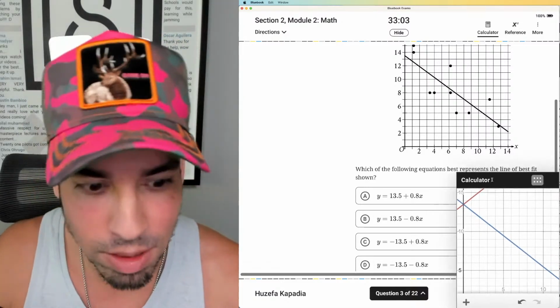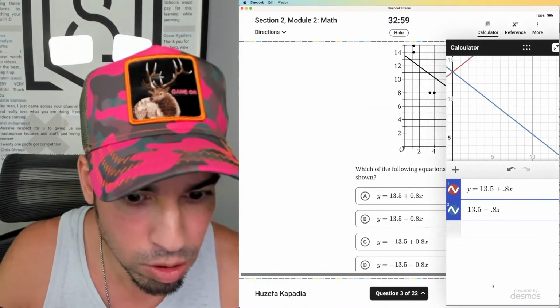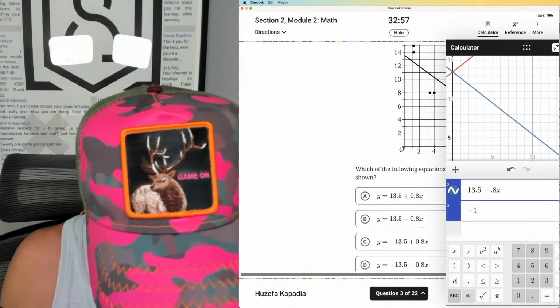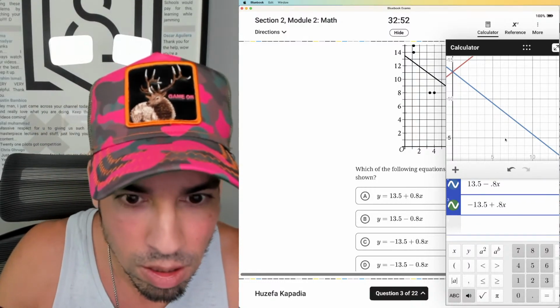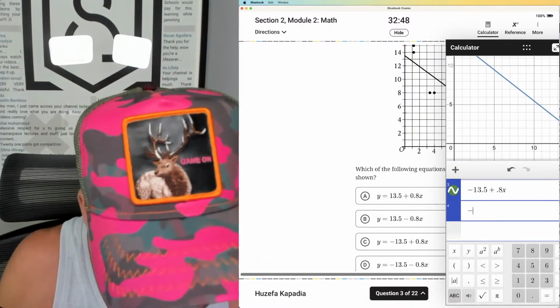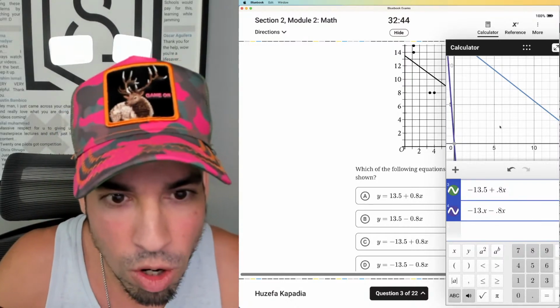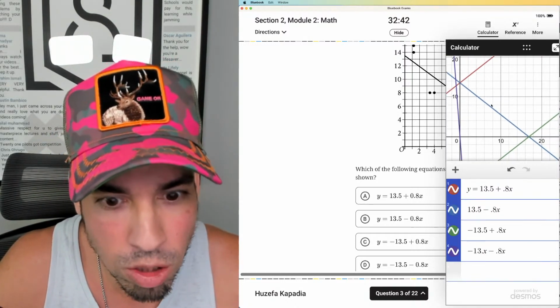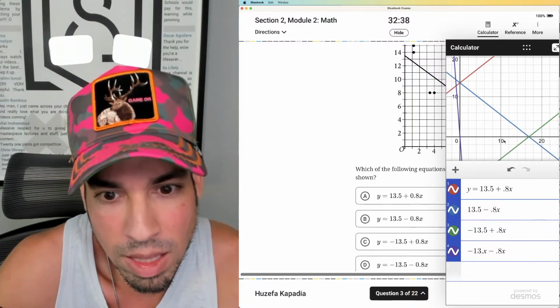Best represents, I guess it's not exact, but look here. We'll put in the rest just so you can see. Negative 13.5 plus 0.8x. Okay, that's obviously not even showing up, right? That's down there, so that can't be it. And then negative 13.5 minus 0.8x. And so that's basically it. And see, it's all color coded, so you can see the blue one, which is B, is the closest.